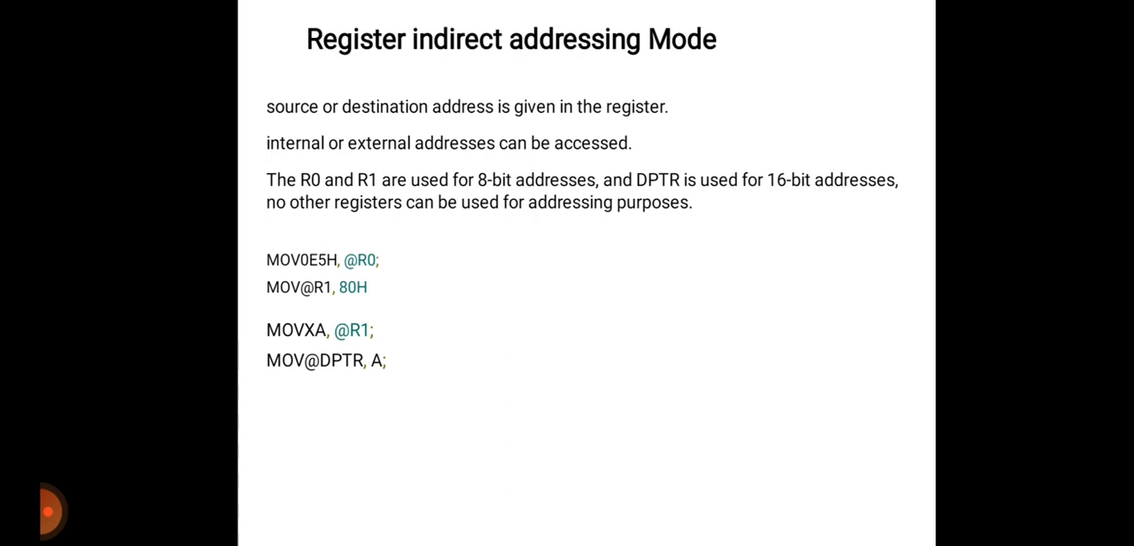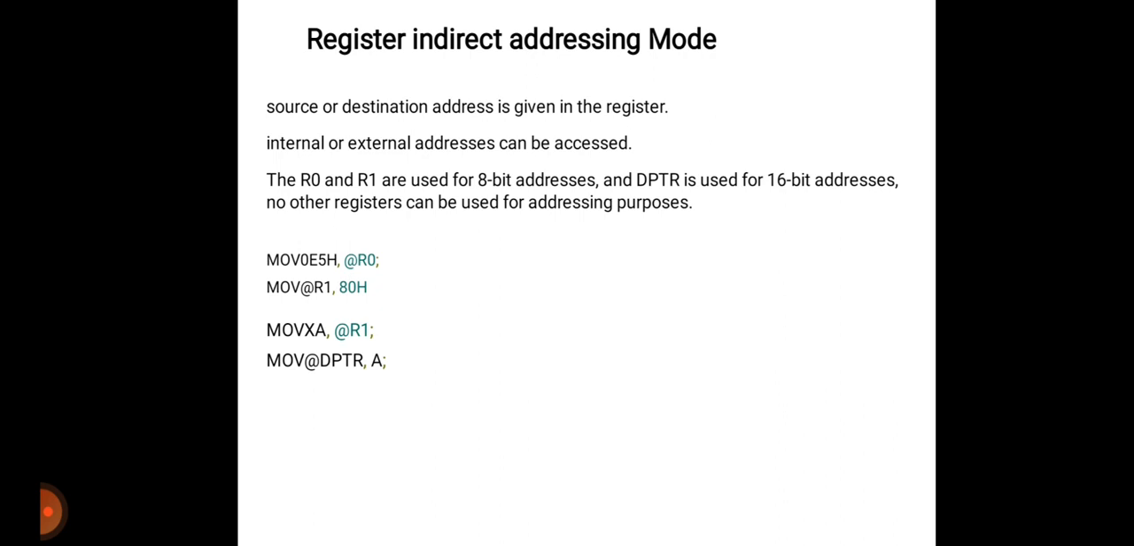Then the next one is register indirect addressing mode. In this addressing mode, the source or destination address is given in a register. By using register indirect addressing mode, internal or external addresses can be accessed. R0 and R1 are used for 8-bit addresses, and DPTR is used for 16-bit addresses. Other registers can also be used for addressing purposes. So let us see some examples of that.